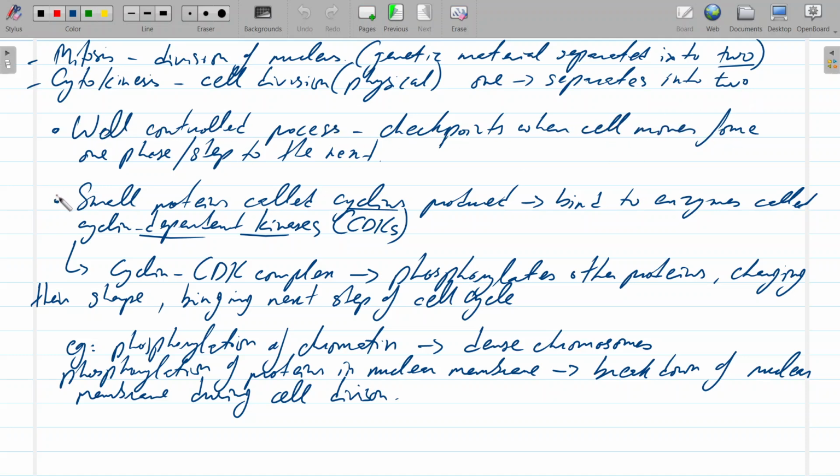There are checkpoints, and they're regulated by small proteins called cyclins, which bind to enzymes called cyclin-dependent kinases or CDKs. This cyclin-CDK complex phosphorylates other proteins, changing their shape and therefore acting as signals or checkpoints for the next step of the cell cycle. Examples are phosphorylation of chromatin, causing it to condense further, and phosphorylation of proteins in the nuclear membrane, causing breakdown of the nuclear membrane during cell division.